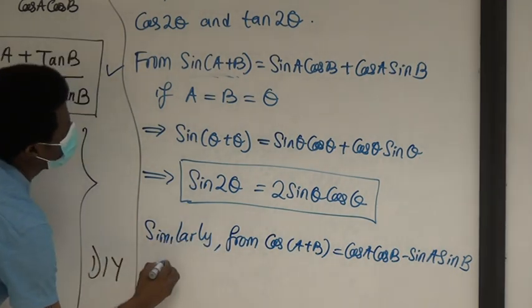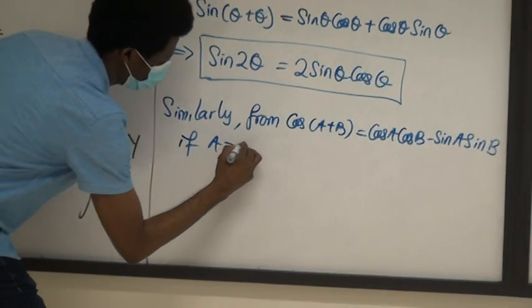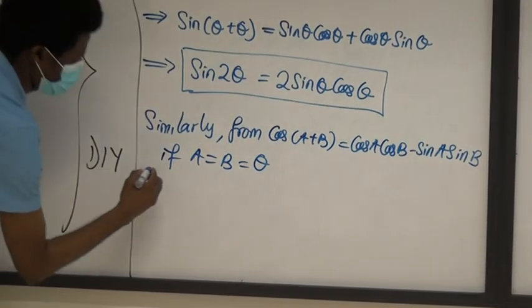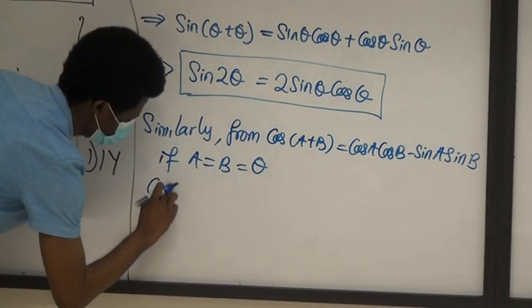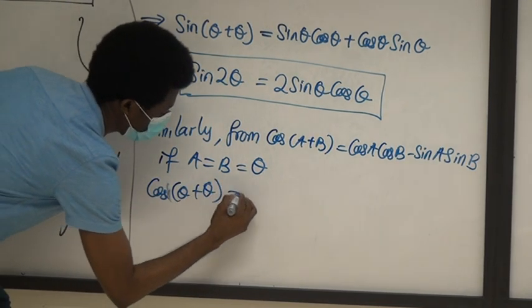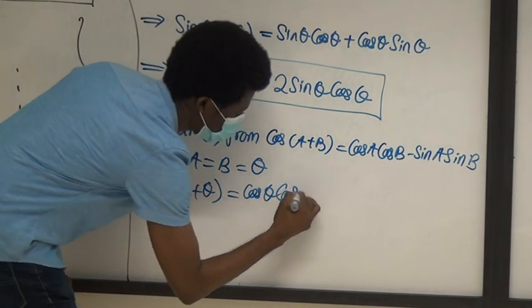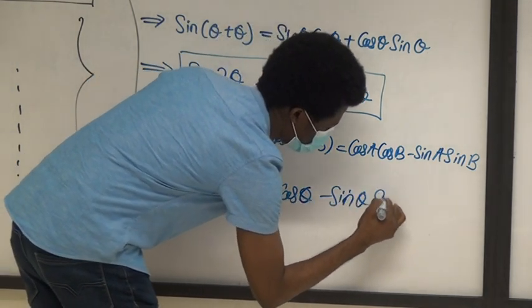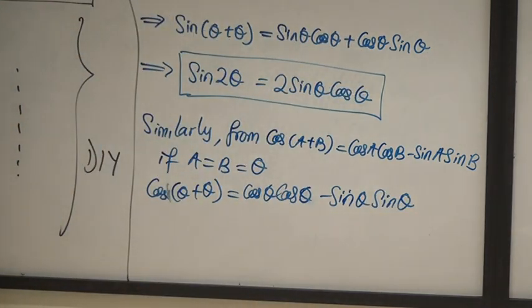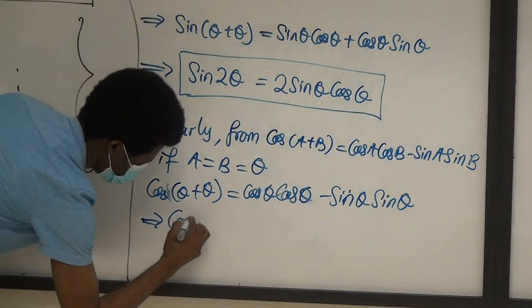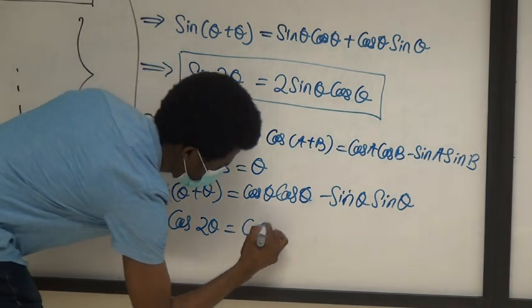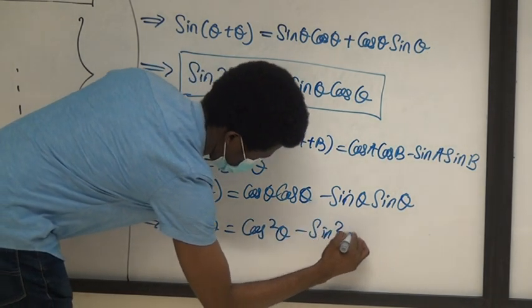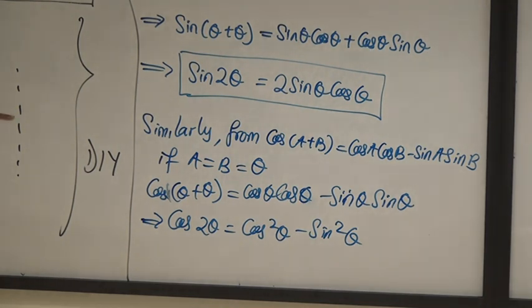Wonderful. So here you say, similarly, if A is equal to B is equal to theta, then cos(theta plus theta) equals cos theta cos theta minus, not B, sine theta sine theta. Which means cos 2 theta equals cos squared theta minus sine squared theta. But we can get two more equivalents of this statement or identity using what?